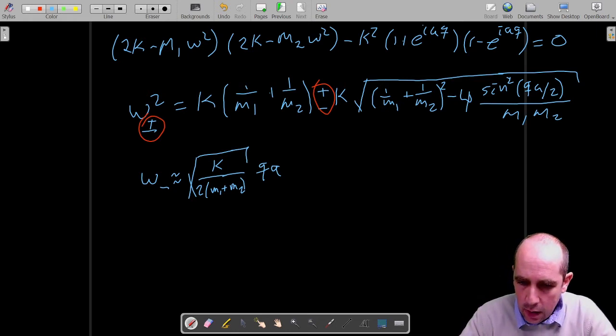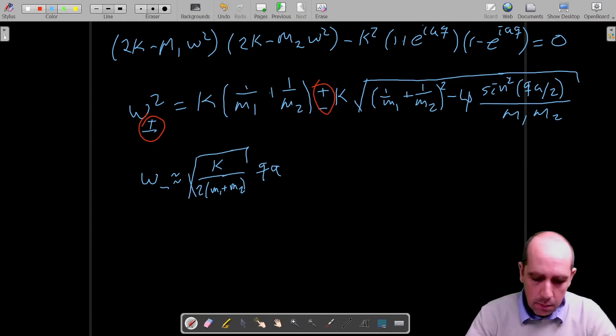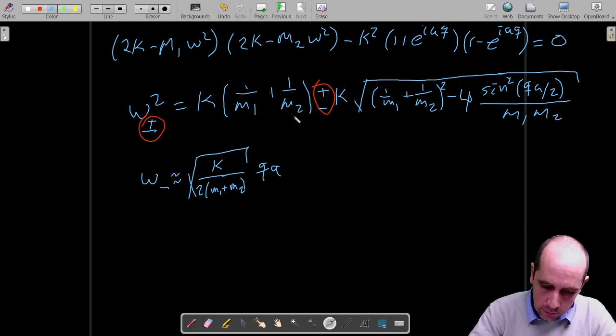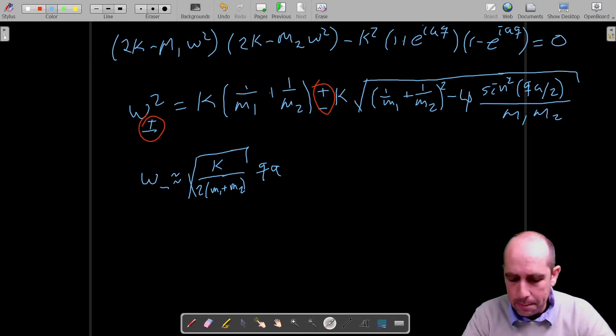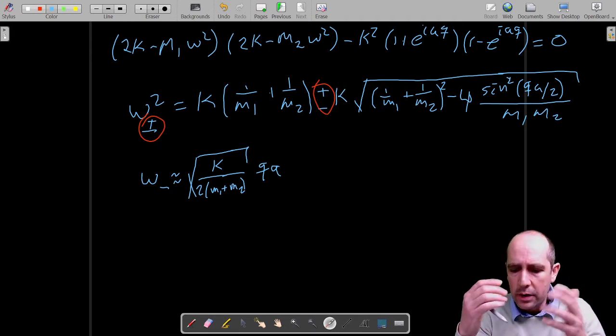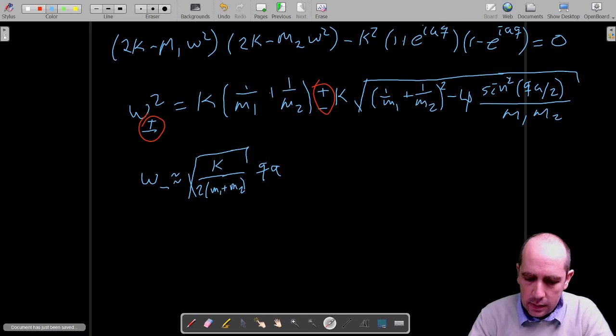And the other solution, the one that is plus, basically the addition of this term and this term essentially cancel each other. Sorry, they are much bigger than this one. Okay, in the case of the addition.